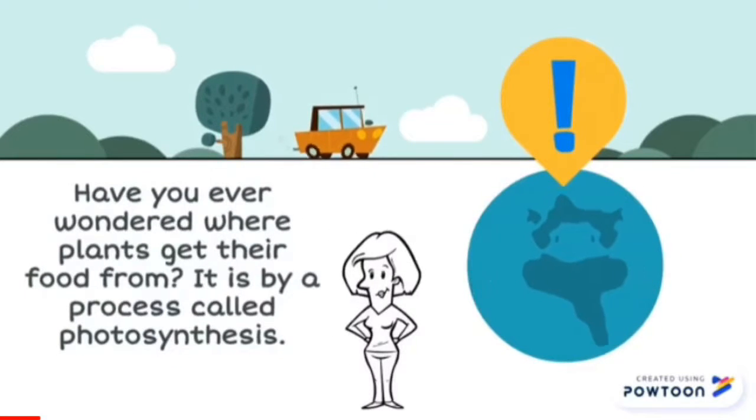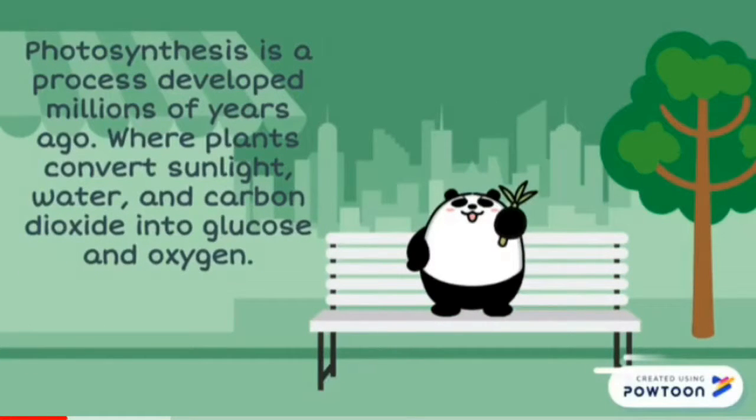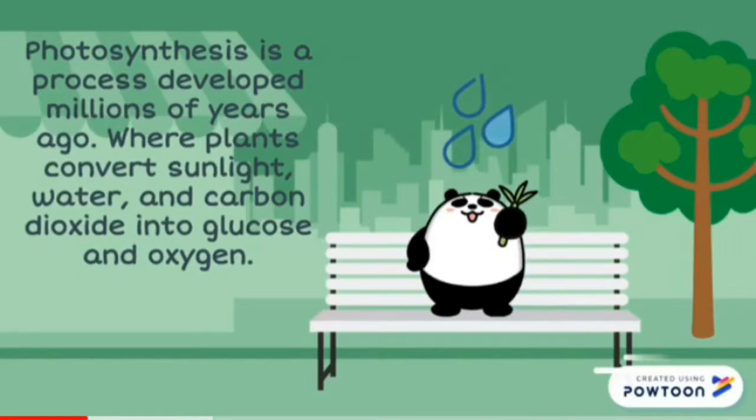Have you ever wondered where plants get their food from? It is by a process called photosynthesis. Photosynthesis is a process developed millions of years ago, where plants convert sunlight, water, and carbon dioxide into glucose and oxygen.